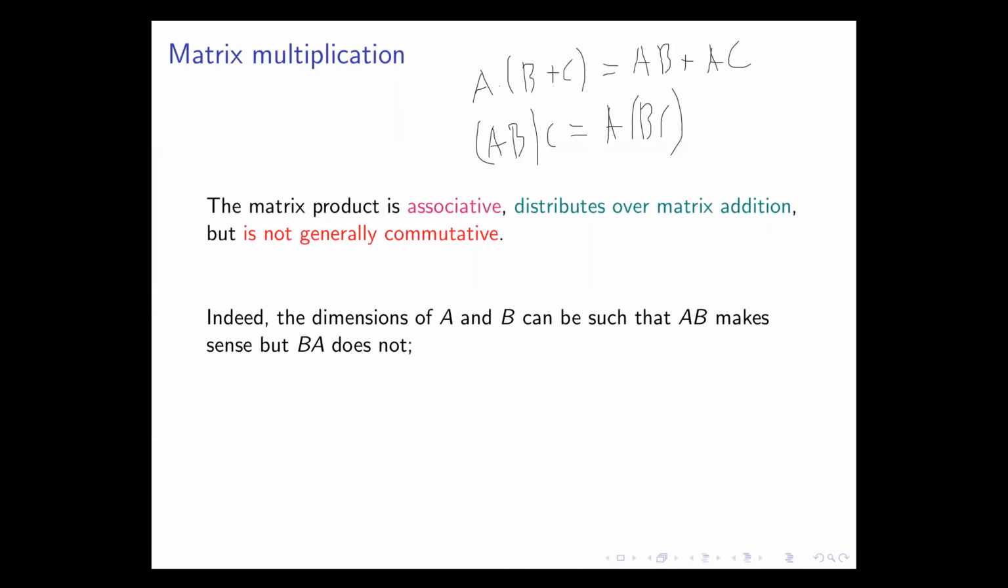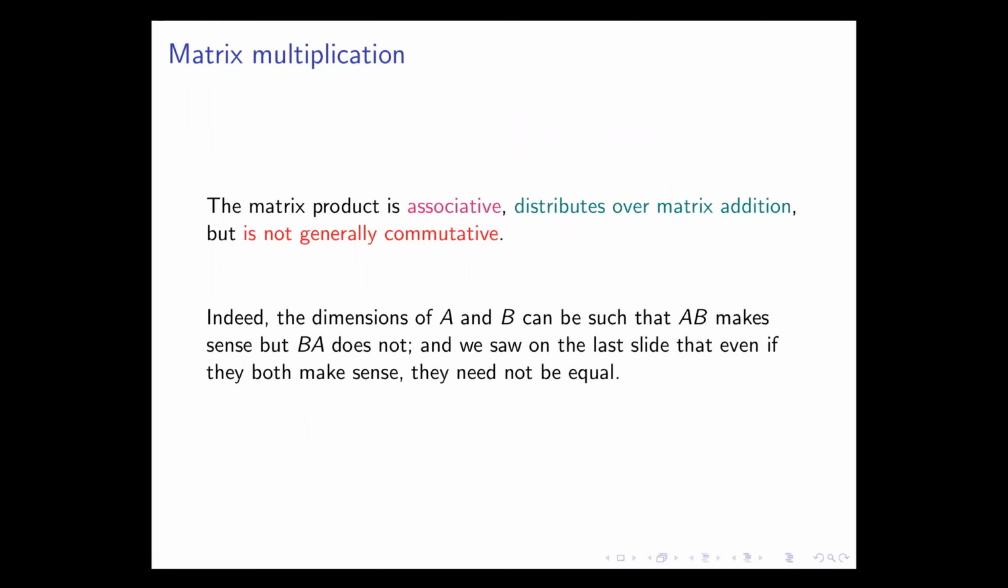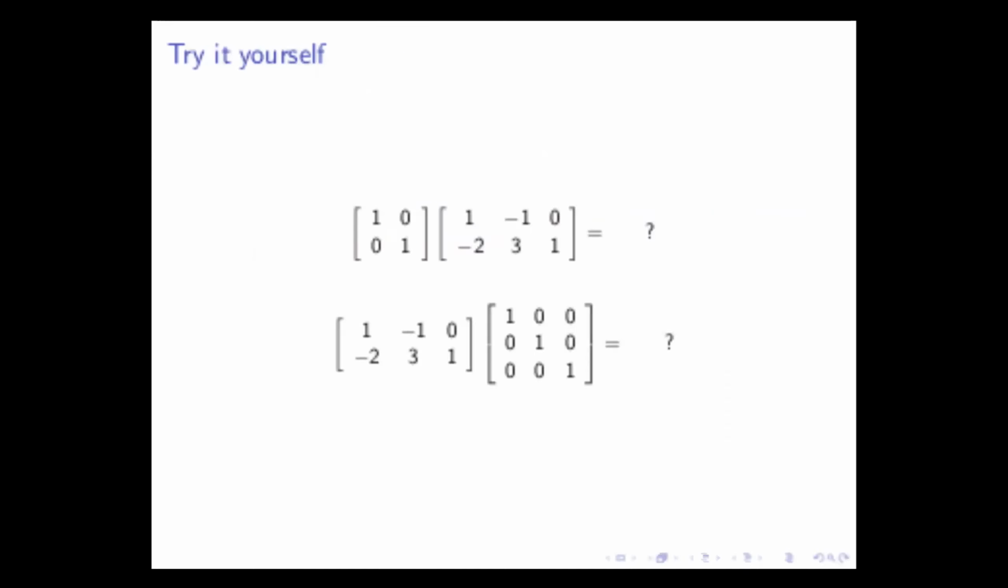Indeed, if you look at the dimensions of A and B, often the product AB makes sense, but BA does not, right? As we had in one previous example. And even if this is the case, for example when you have square matrices, then of course you can multiply AB and BA, both products make sense, but if you have done the exercise on the previous slide with the two square matrices, you see that the results are not the same. Right?